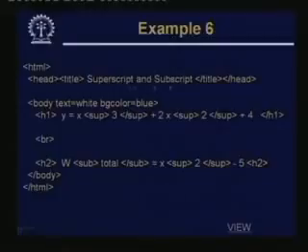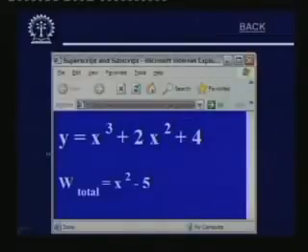The sixth example illustrates superscript and subscript. I have given just two lines here. One is y equal to x sup 3, that means it will come as x cube, plus 2 x sup 2, that means x square, plus 4. Similarly, y sub total, that means the word total should come below the y, equal to x square minus 5. So, if you display this, it will come like this: y equal to x cube plus 2 x square plus 4, y with total as a subscript equal to x square minus 5.